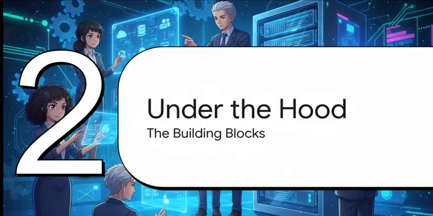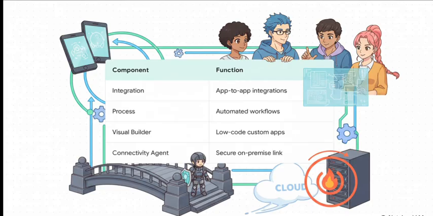All right, so we get what it does. Now let's pop the hood and see what it's actually made of. Understanding the different pieces really helps clarify how it all works together so smoothly. So you've got the integration module, which is pretty straightforward. That's for building those connections between different apps. But check this out. The connectivity agent, that's the secret sauce for hybrid setups. Think of it like a super secure tunnel that lets the cloud-based OIC talk to applications that are still running on your own private on-premise servers. This is huge because it means you can connect everything no matter where it lives.